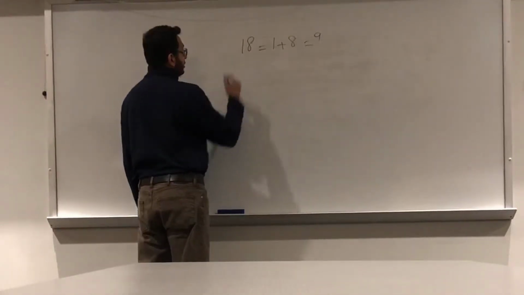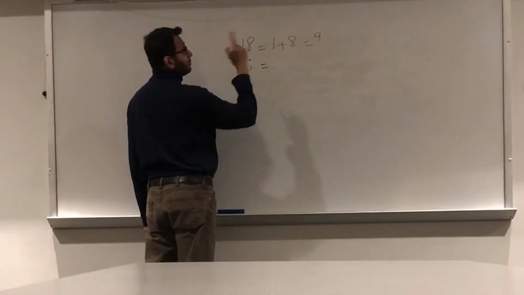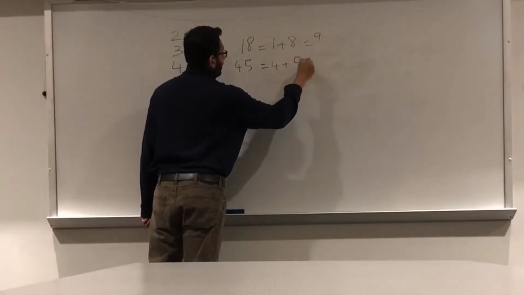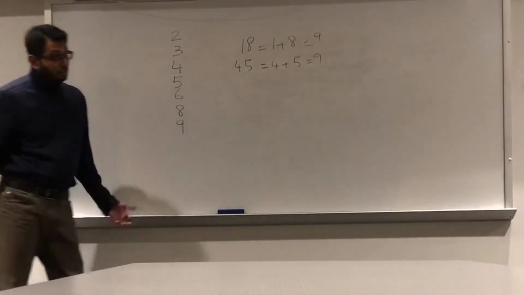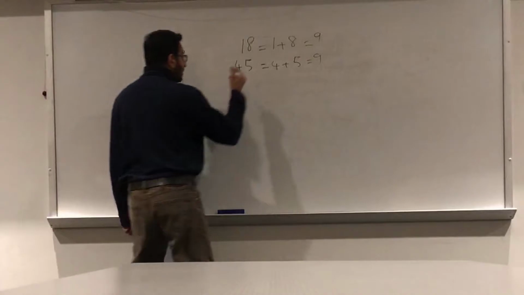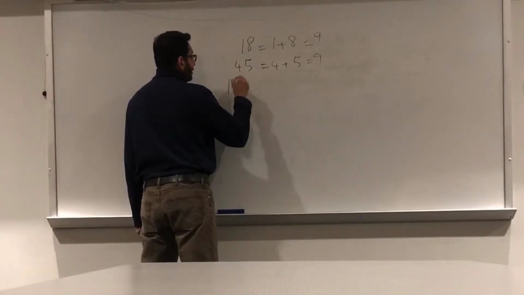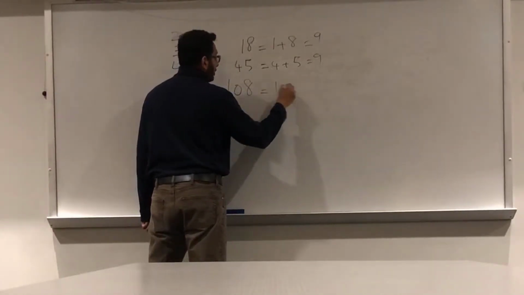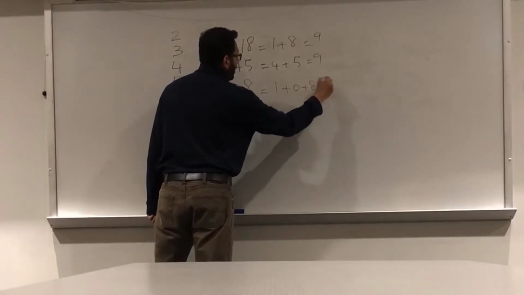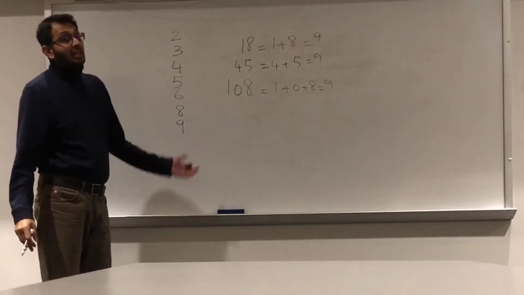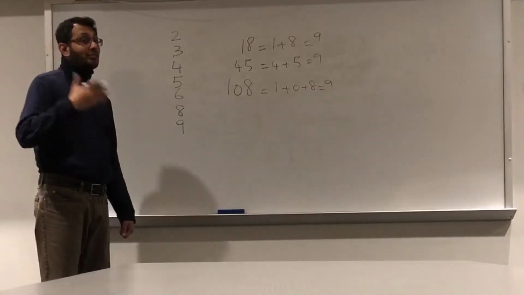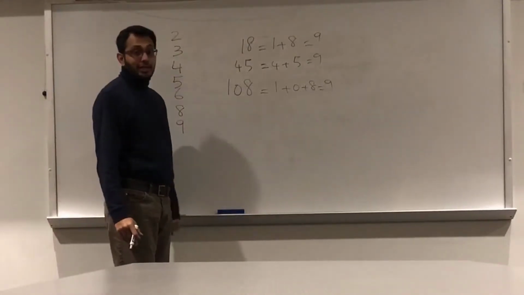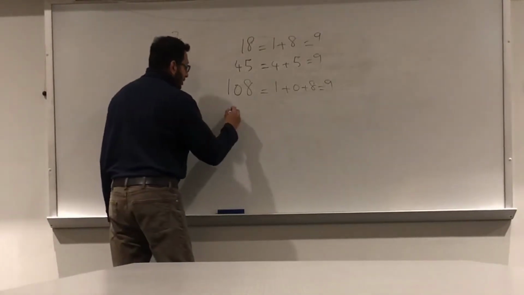Let's have a look at another number, 45, which is 9 times 5. 4 plus 5 equals 9. So the number is also divisible by 9. Let's have a look at another number here. 108. That's 1 plus 0 plus 8. That is 9. And that's basically what you have when you multiply 12 times 9. You get 108.